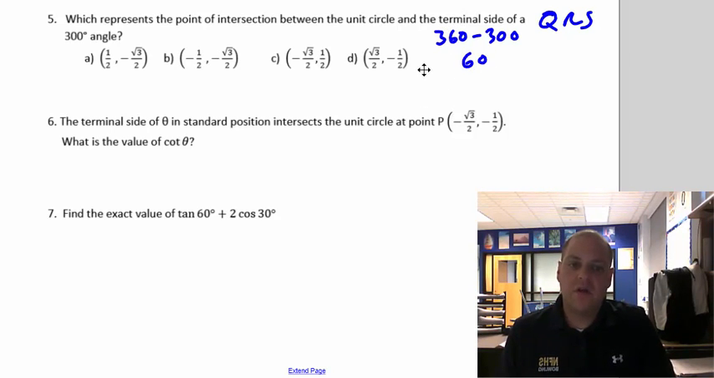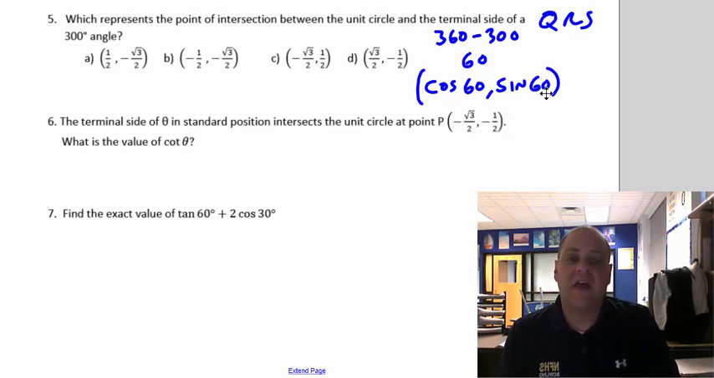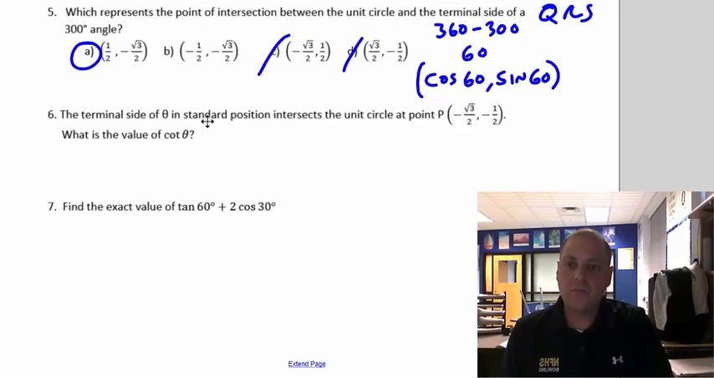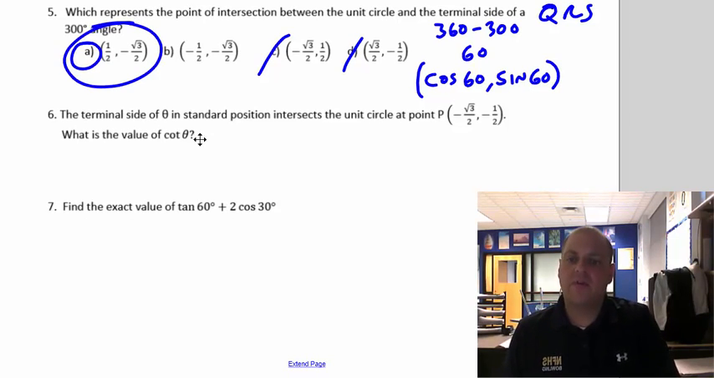And so the point is going to be cosine, sine. Remember, it goes cosine, sine. Cosine 60, sine 60. Okay, so 60 degrees has a sine of radical 3 over 2 and a cosine of 1/2, so it's going to be 1/2, radical 3 over 2. So I know it's not that one, I know it's not that one. It's one of these, and we are in quadrant 4, and it's going to be positive, negative in quadrant 4. So number 5 is A. Again, you can get that right from your unit circle.